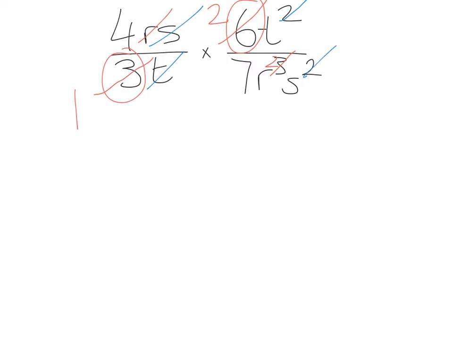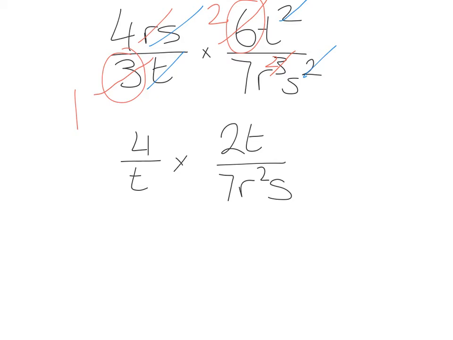So just so that we can write this out nice and clear, I'm now doing 4 over t times 2t over 7r squared s. No, sorry, that bottom line should just be a 1, not a t, because we've cancelled everything on that bottom line. So 4 over 1 times 2t over 7r squared s. Okay, and then multiplying the top line, I get 8t. Multiplying the bottom line, I get 7r squared s. And there's my final answer.